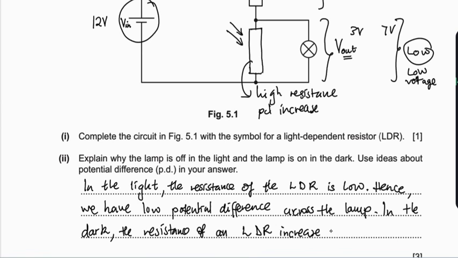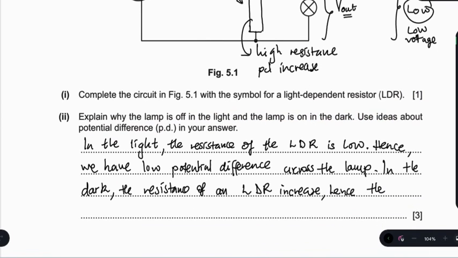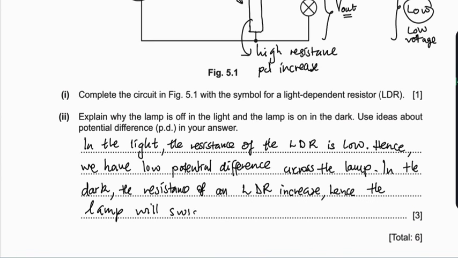Right, so the resistance of an LDR increases, hence the lamp will switch on. Right, so this is what is very key.